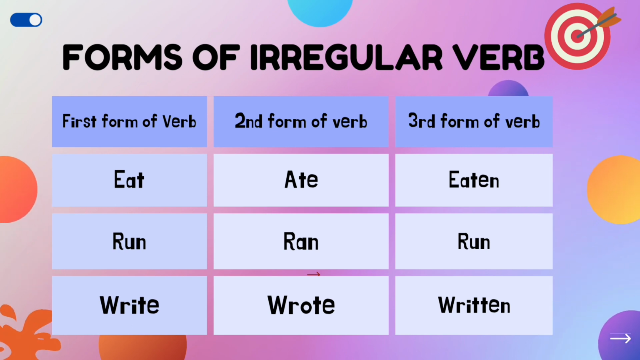These are the irregular verbs because we don't use ed with them. They have their own unique second and third forms. So eat, ate, eaten; run, ran, run; write, wrote, written.